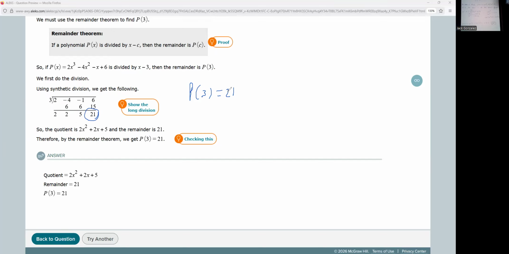There's like another way to get your output. So instead of plugging in the 3 here, here, and here, you can just use this number. Same thing. So they're saying that the remainder, 21, is the same thing as plugging in 3. That's what they want you to see. They also ask for the quotient, but this theorem, the remainder theorem, is pretty cool. There's just another way to get that number.